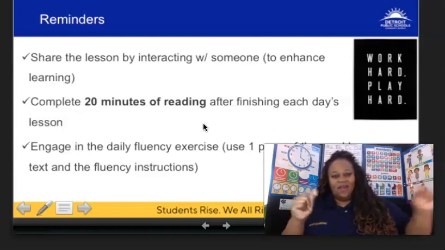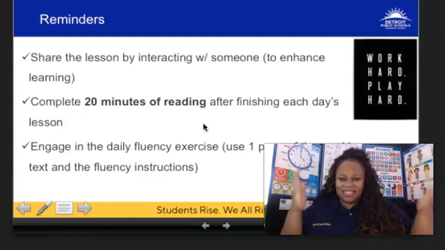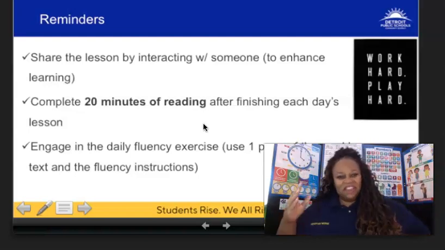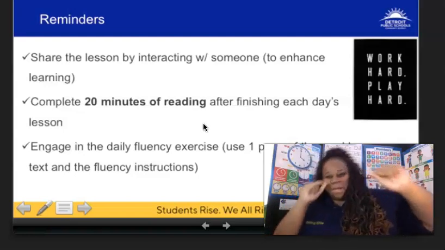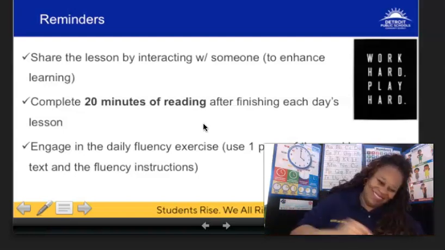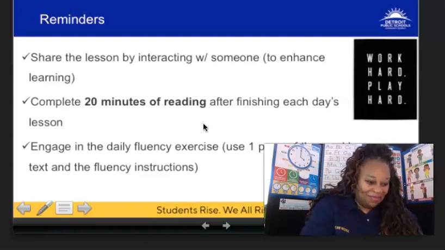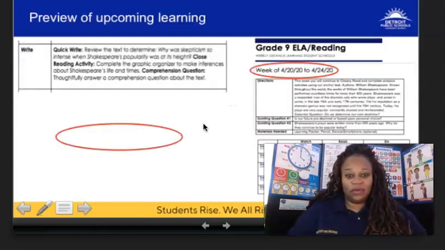Yes, work, but play as well. Wiz Khalifa inspires us, yes. All right, figurative language from Wiz Khalifa.